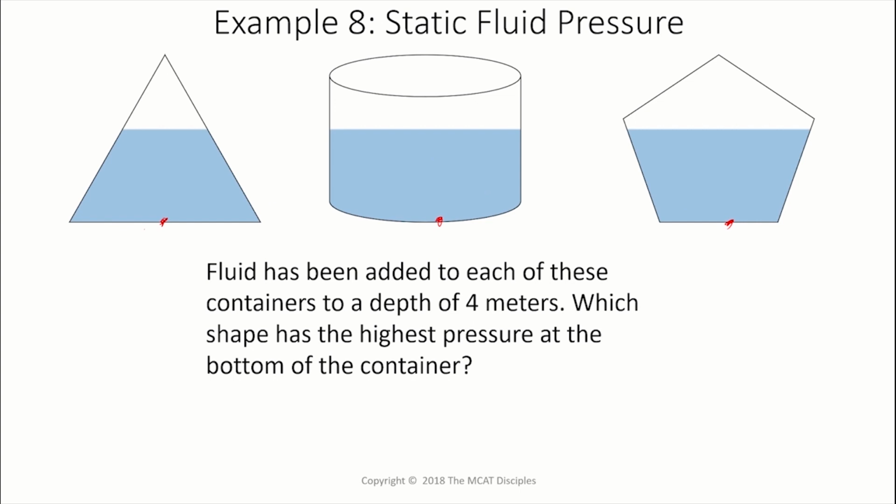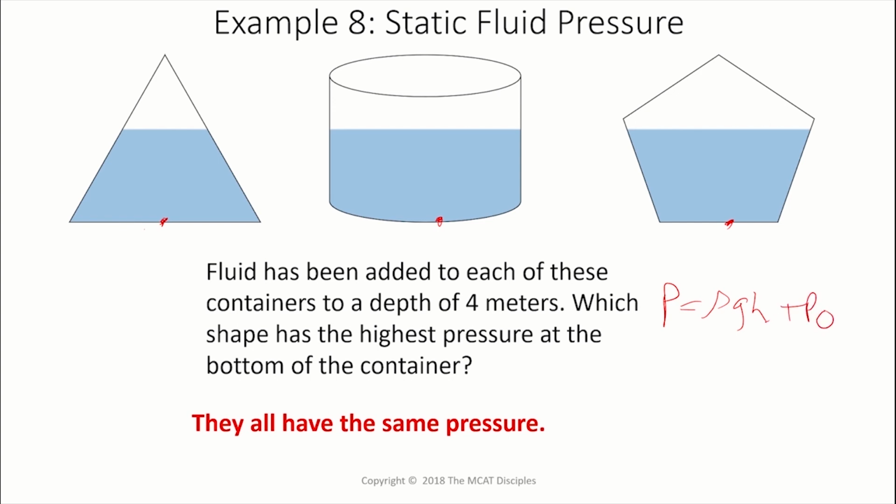And the answer is they all have the same pressure. The shape of the container does not affect the pressure. What affects the pressure is going to be the atmospheric pressure plus the gauge pressure, the additional pressure due to the fluid. You don't see the container here. The container is not in this equation, so that's not going to affect the pressure.